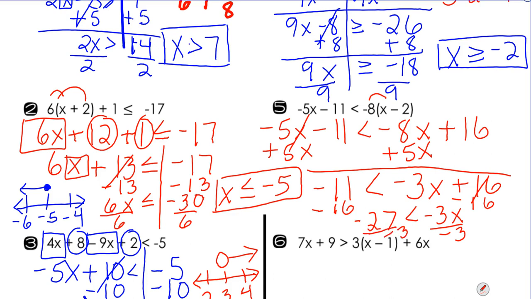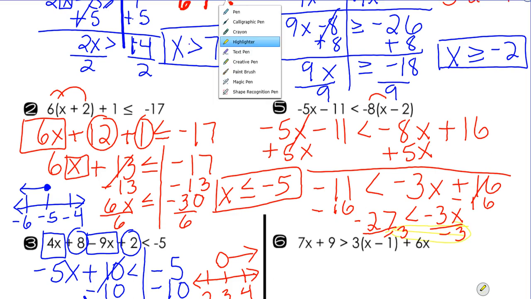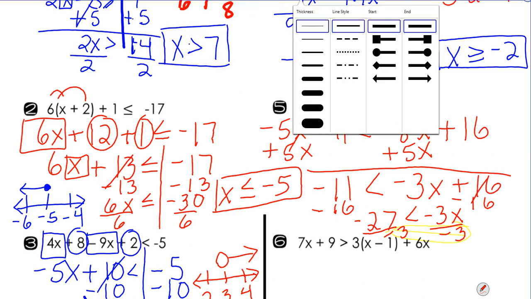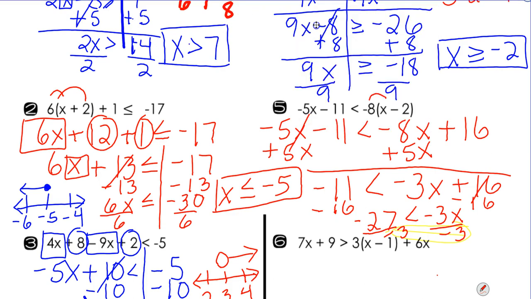And when I divide by a negative, what happens to my inequality sign? It switches. It flips. I'm dividing by a negative. So now I have, sorry, I'm going to squeeze over here. I have 9 is greater than x. I flipped my sign. If 9 is greater than x, that means x is what? Less than 9, and that's my answer. X is less than 9.